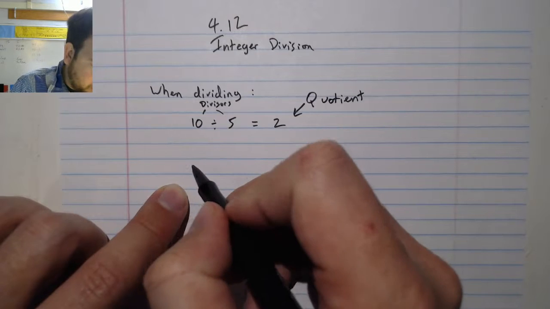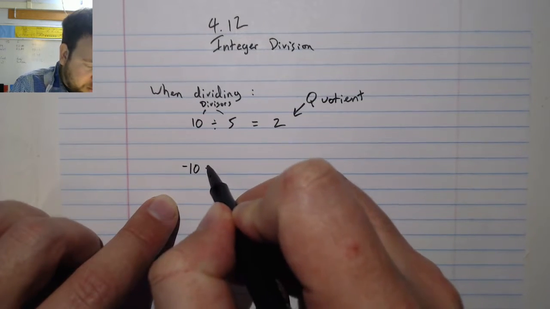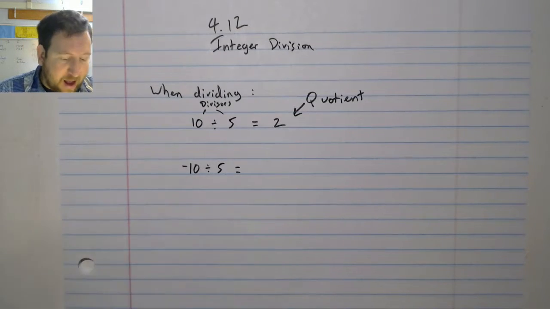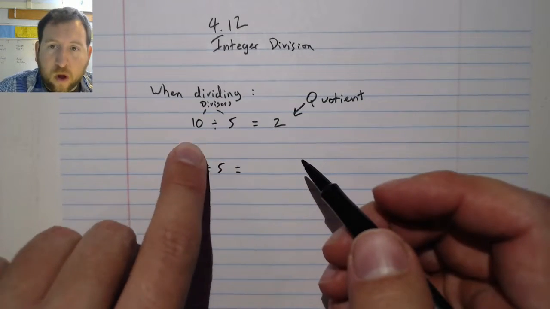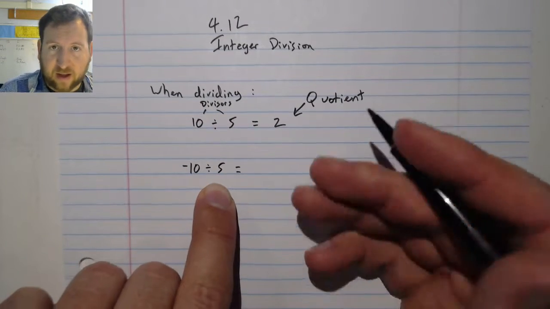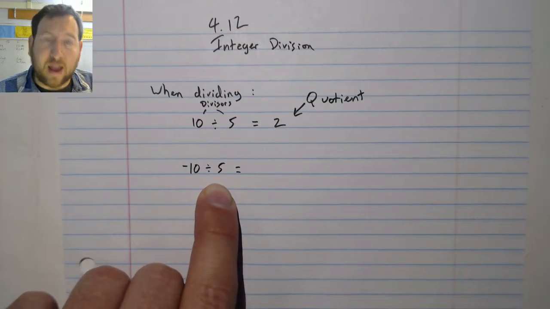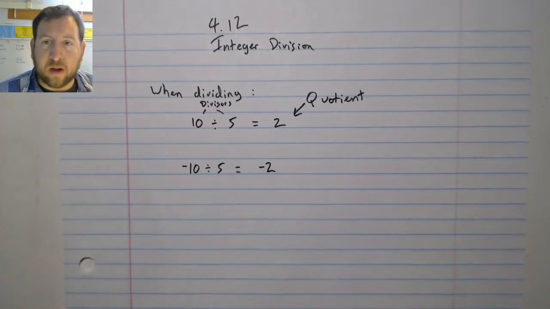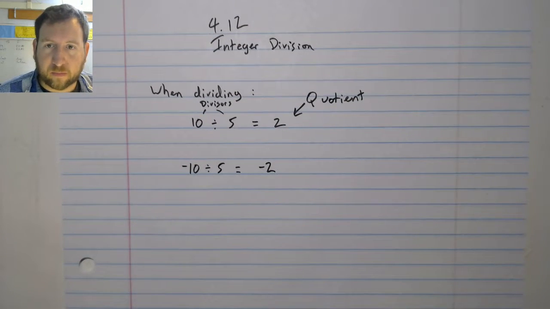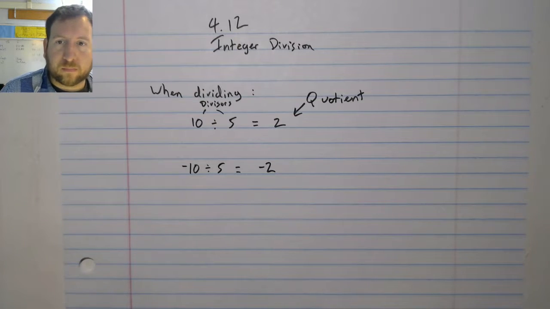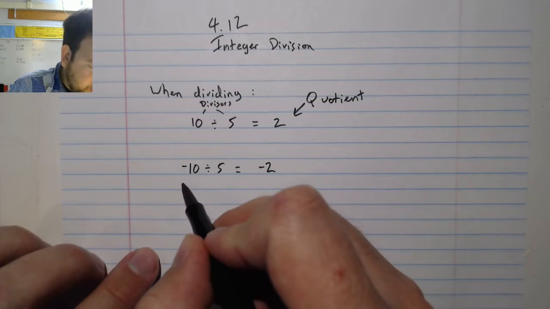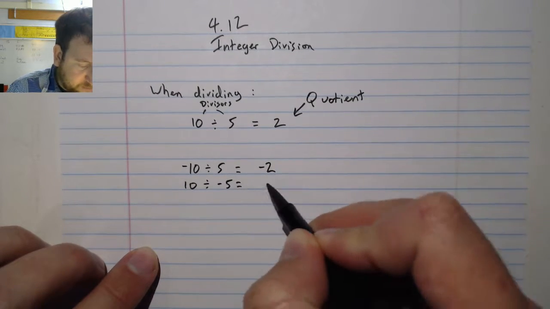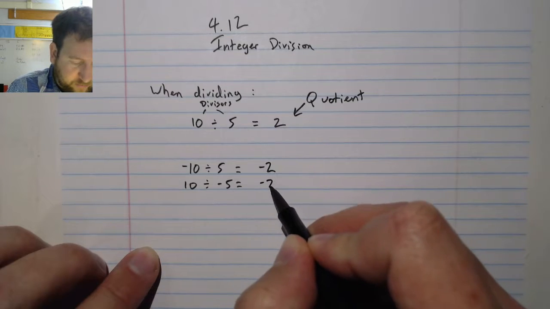So again, if I am taking the equation that I was looking at before, and I do negative 10 divided by 5, the question that we can ask ourselves is, is one of these numbers negative? And if that's the case, then my answer is going to be negative. So I'm going to end up with negative 2. The same is true if I switch the opposite direction. 10 divided by negative 5 is equal to negative 2.